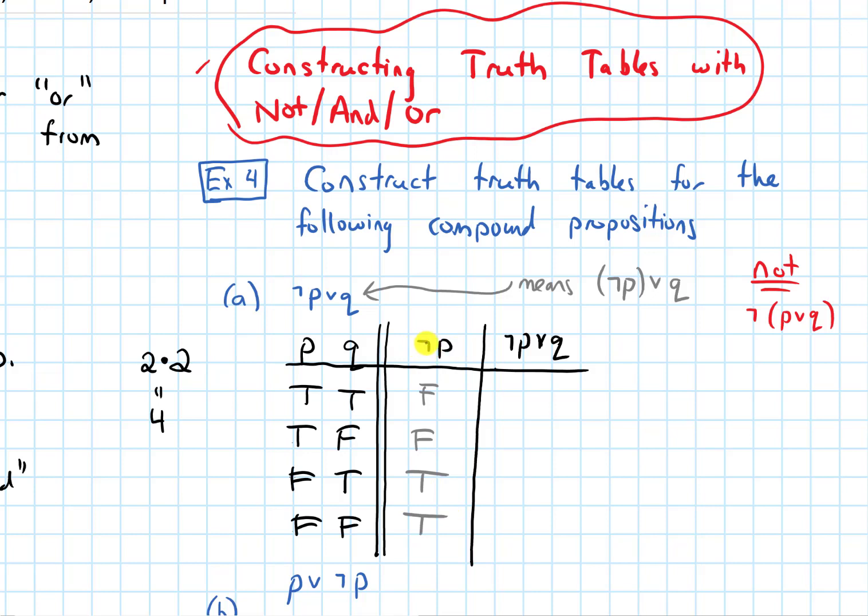So now we need to combine the not P column with the Q column to get the truth values for not P or Q. So not P or Q is going to be true when at least one of those two things is true. So here I have a false or true, which is true. And then I have a false or false, which is false. True or true, which is true. And then true or false, which is true. And this is my full truth table.